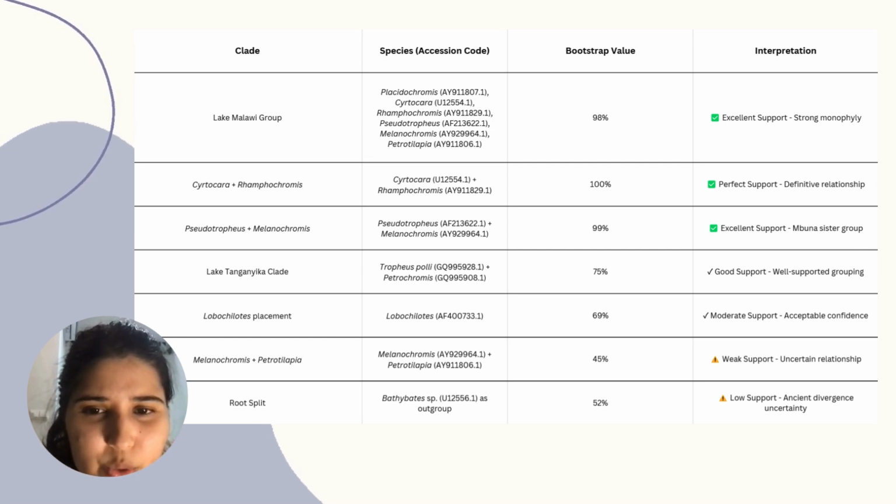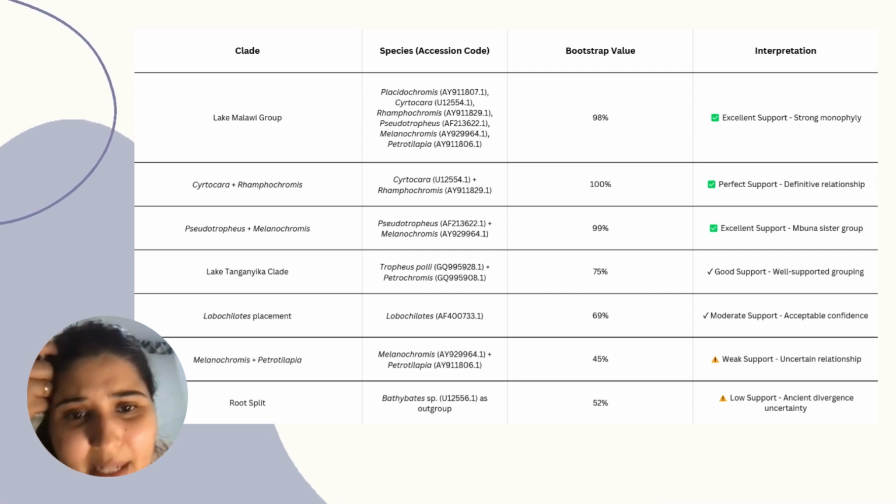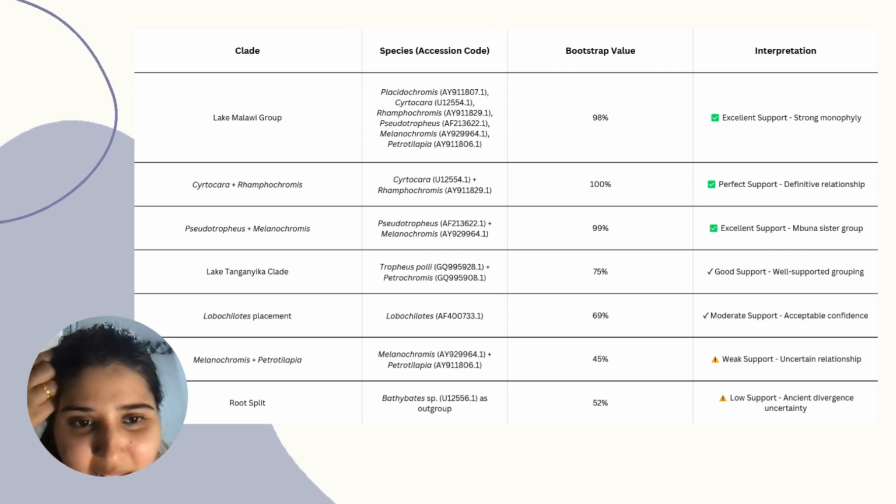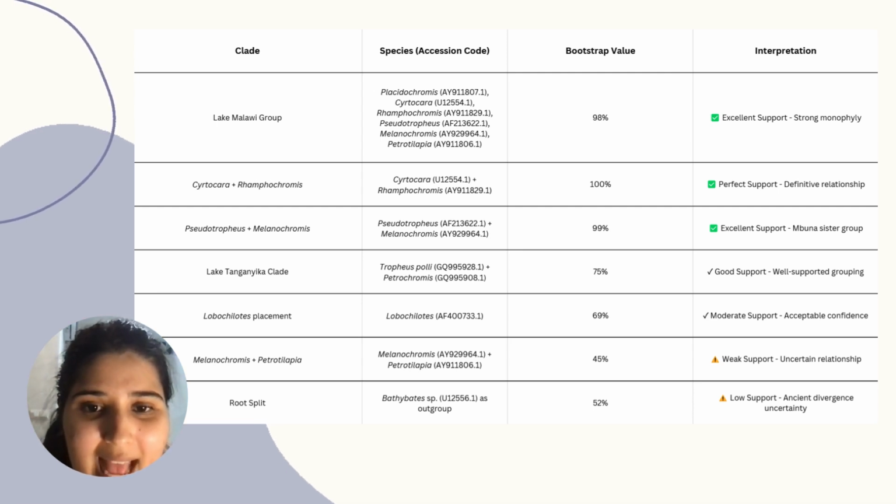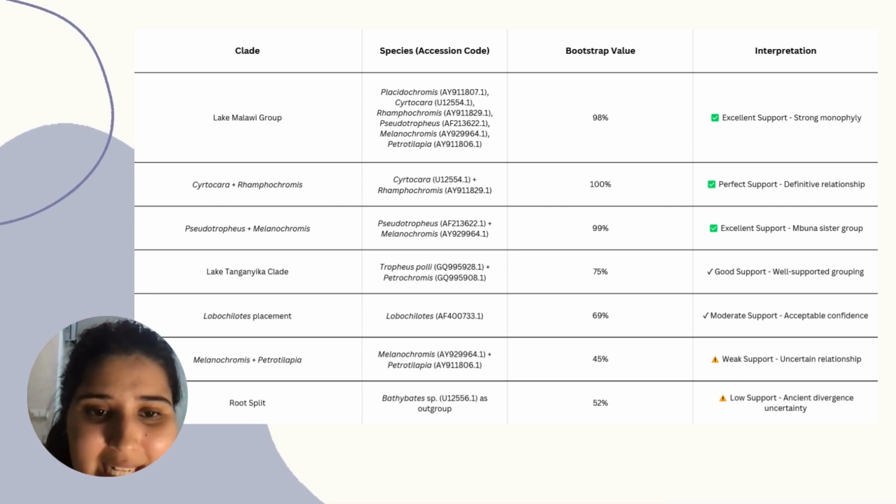And about Pseudotropheus and Melanochromis, the Mbuna sister group has 99% support. Next, we have Pseudotropheus and Melanochromis, which are also very strongly supported as sister species with 99% bootstrap support. This aligns well with their biological classification as rock-dwelling Mbuna cichlids, reinforcing their close evolutionary proximity.